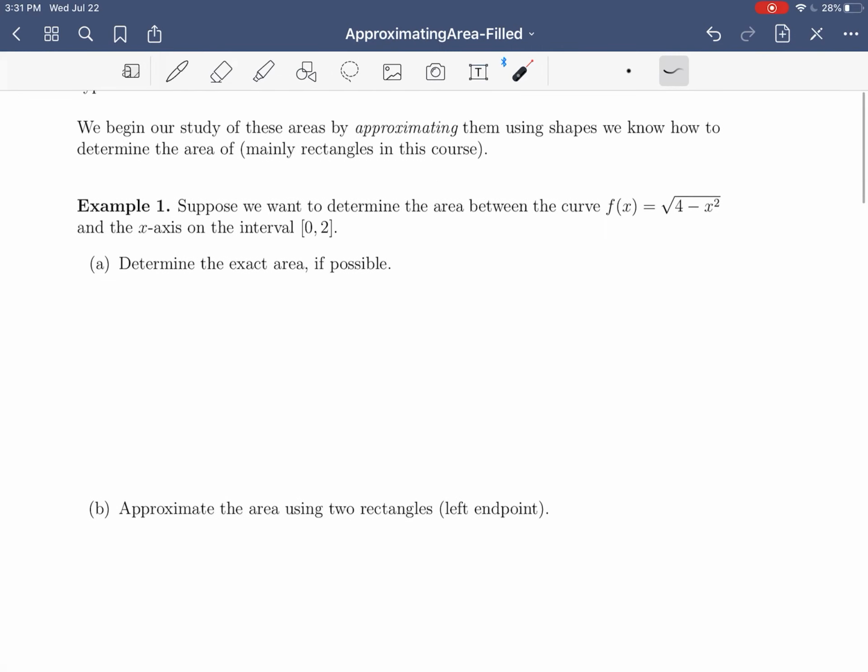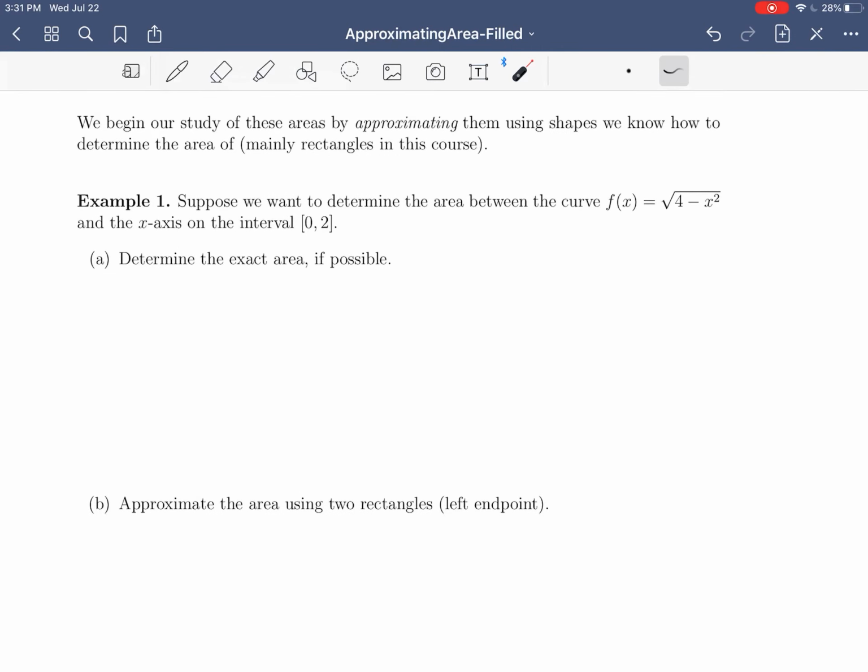So let's start with one that we know how to do. Here we can actually determine the exact area. So the area between the curve f of x is square root of 4 minus x squared, the x-axis, and the interval from 0 to 2 for x. You might not recognize this one right away, but if I write it as a y instead of f of x, it looks like this. And then if I square both sides and move the x squared over, I'm going to have x squared plus y squared equals 4.